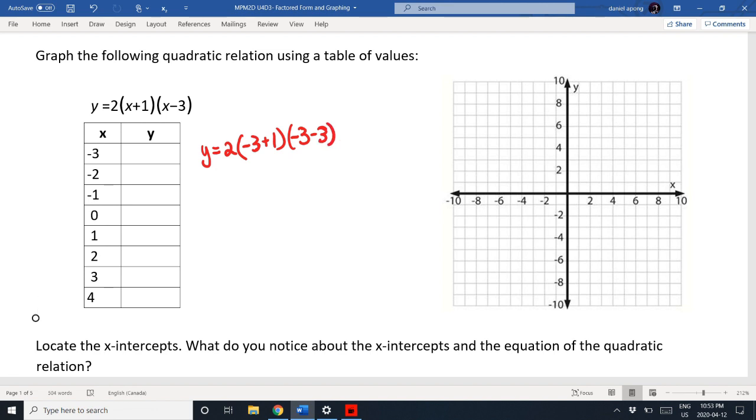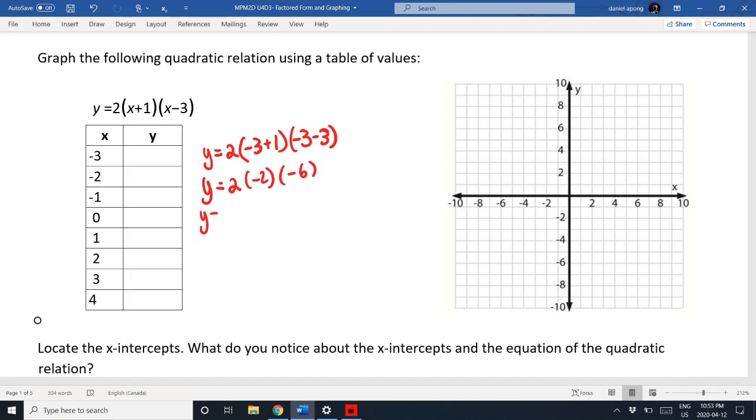Just following BEDMAS, we have to do the brackets first. So we'd have y = 2(-2)(-6). And then we just have to multiply through. y = 2 times -2, which is -4. And then y = positive, two negatives make a positive, 24. So this is going to be 24 here. Kind of a lot of work. Let's try the next one here.